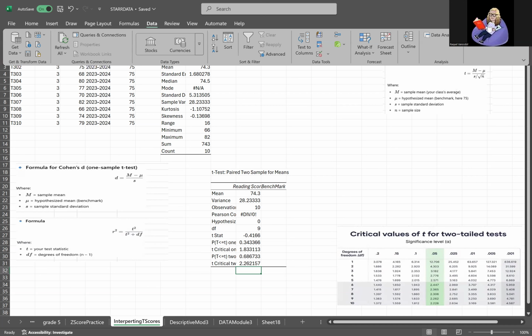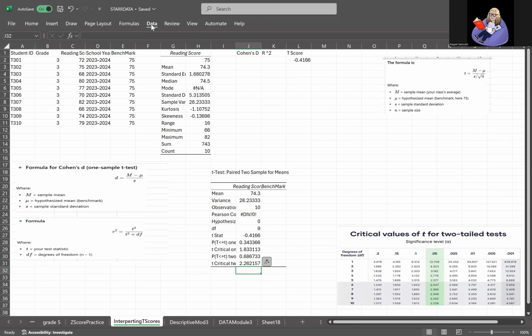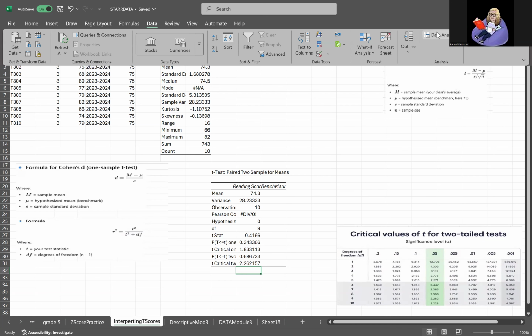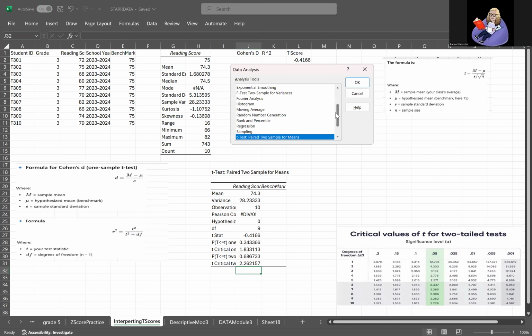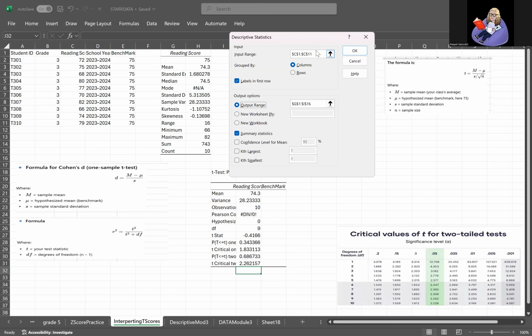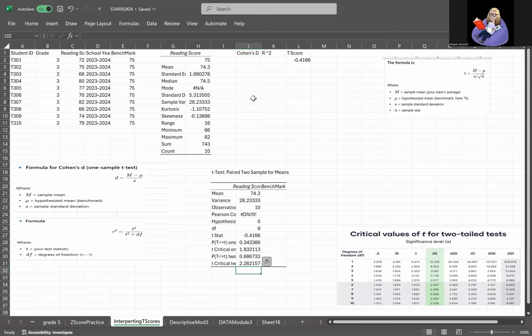You go to data, data analysis. You're going to find descriptive statistics. You're going to click OK. And then you're going to fill in your input range. Of course, you're going to click labels in first row. My input range was the reading scores. And then I chose an output range in order to place it where I could see it. I click summary statistics, and then it gives you your descriptive statistics table.